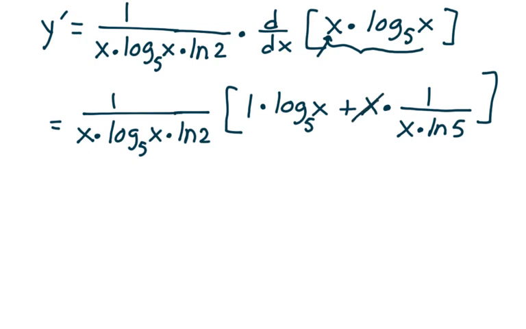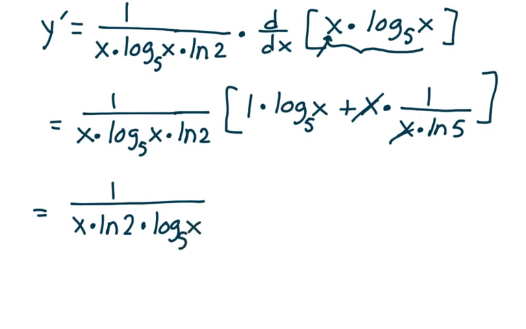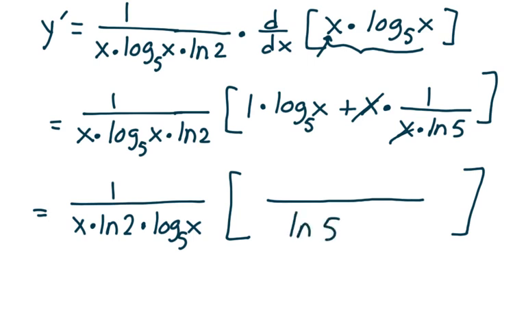Now, these x's cancel, okay? And so what I'm going to do is write 1 over, now to make this look a little cleaner, I'm going to write the natural log of 2 first, and then log base 5 of x second, and then if I get a common denominator, the common denominator is natural log of 5, and then in the numerator, I'm going to write natural log of 5 times log base 5 of x, and then I'm going to add 1.